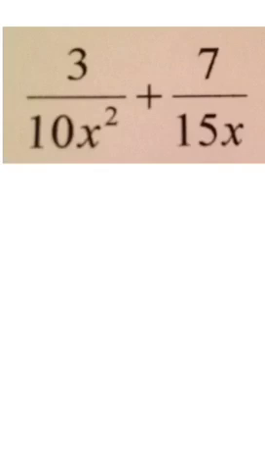Among 10 and 15, the least common multiple would be 30. And among letters, you always take the highest exponent. So the least common denominator would be 30x squared.